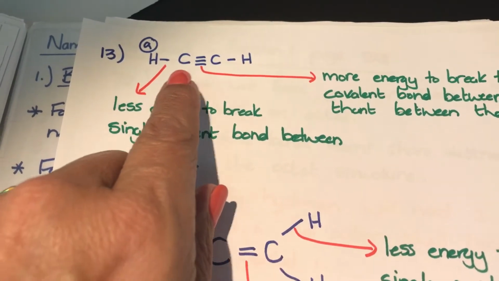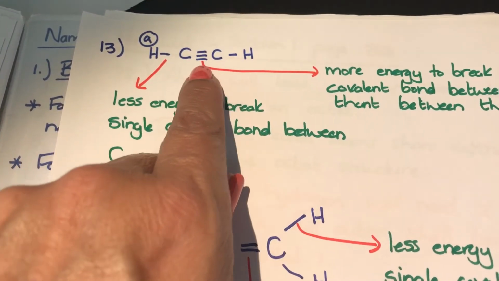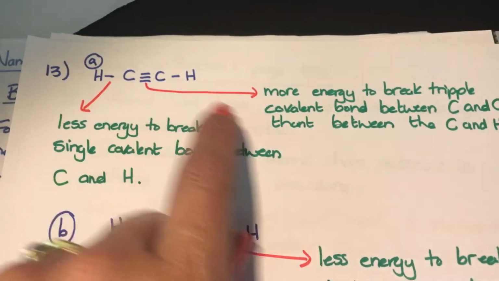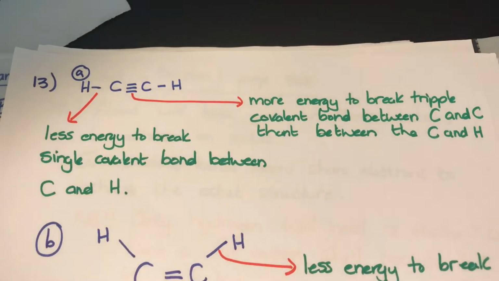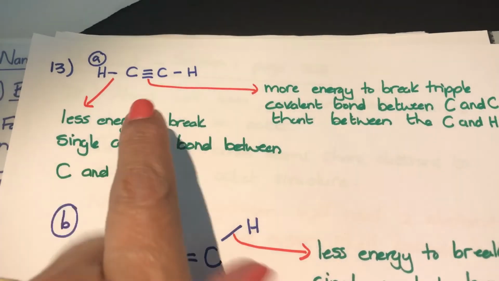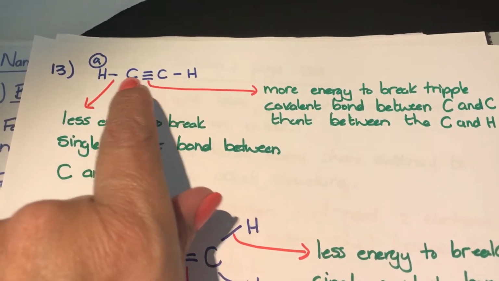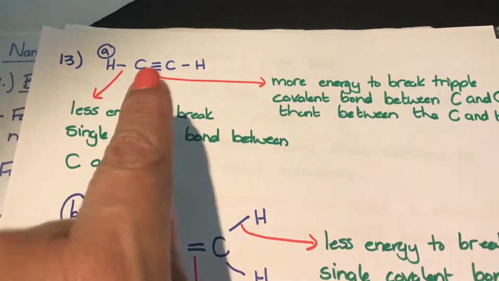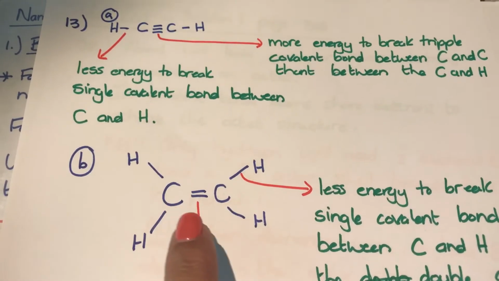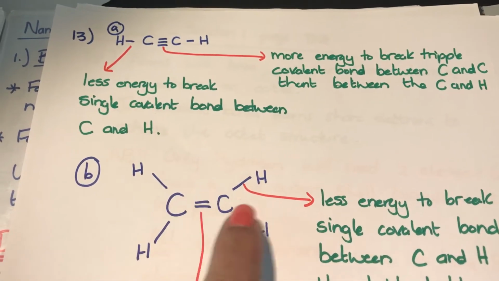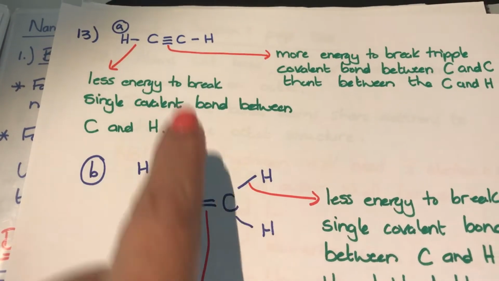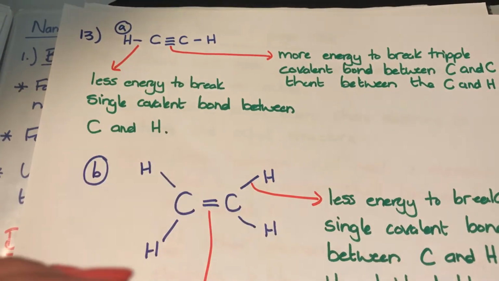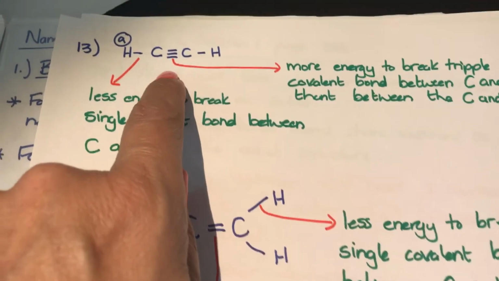However, to break the bond between carbon and carbon where there's a triple bond, I will need much more energy because it is a triple bond holding them together. Also remember that because this is a triple bond, the two carbons here will be much closer to each other than, for example, the two carbons here, because between these two carbons there's a double covalent bond. So although it's a bond between carbons, these two carbons are going to be close together. Why? Because of the triple bond.